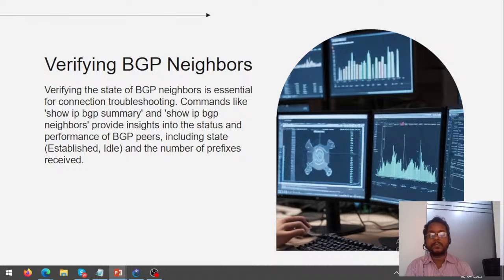So you have to make sure that the number of prefixes received is not giving you some sort of trouble. And also the BGP states: idle, connect, open, established. These are different states, so you have to inquire about the states there.